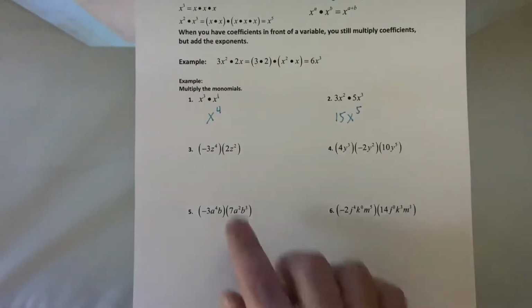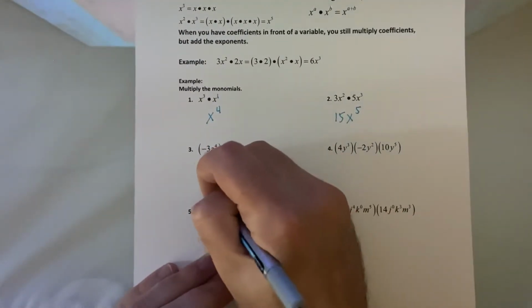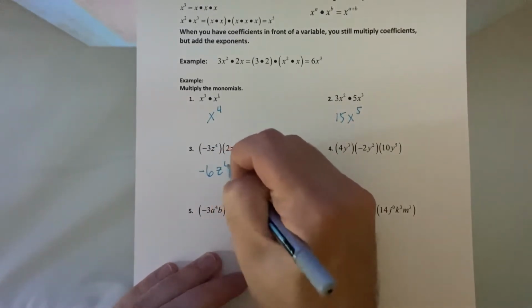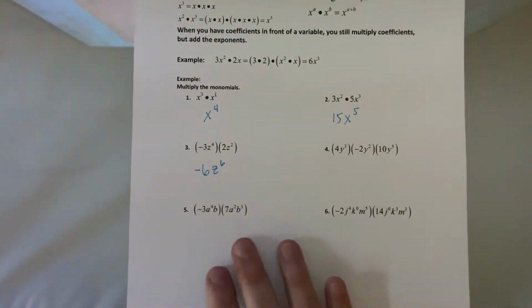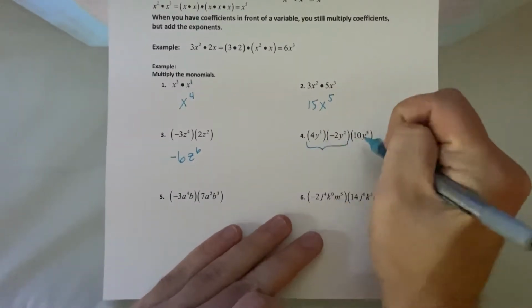Again, negative 3z to the 4th times 2z squared. Negative 3 times 2 is negative 6. 4 plus 2 for the exponent, though, is 6. Now, if you've got 3 things you're multiplying together, you just do 2 at a time, get an answer, and then multiply by the other one.